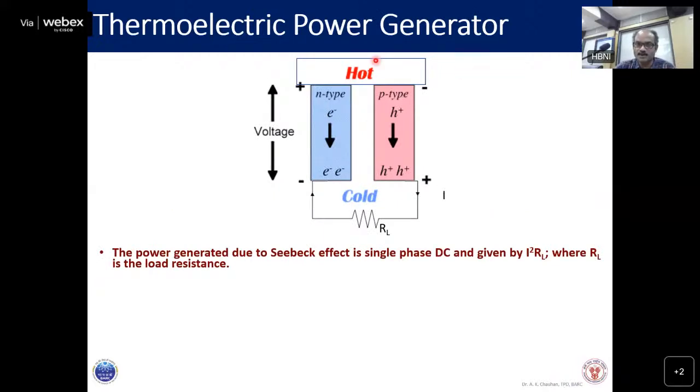In the same picture, you have a hot end, you have a cold end, and the connections are placed from this side through a load. The electrons will flow from this side to this side, holes from this side to this side, and they will combine, and the current will be flowing through the load. So the power generated due to the Seebeck effect is a single phase DC. Obviously it is DC only. Current is flowing only in one direction. Electrons are moving from this to this, so the current is moving in one direction; it is a DC current.